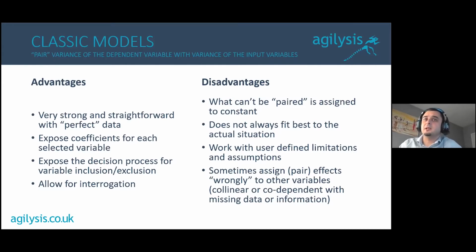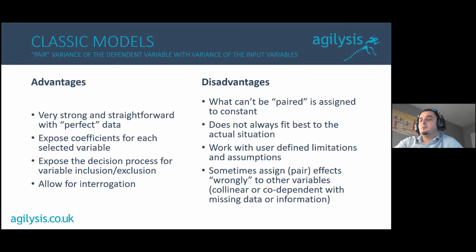And they have some advantages. If we have perfect data, and we'll come back to that later, they are very strong and straightforward. A very good point about them is they expose the coefficients for each selected variable, so you can understand how the variables contribute to the result of the model. They also expose the decision processes for variable inclusion and exclusion, and you can also interrogate and work with those limits to choose your inclusion levels and so on. These things are still good because there can be problems in the data that we cannot see. But they also have a lot of disadvantages that we all met in our career.